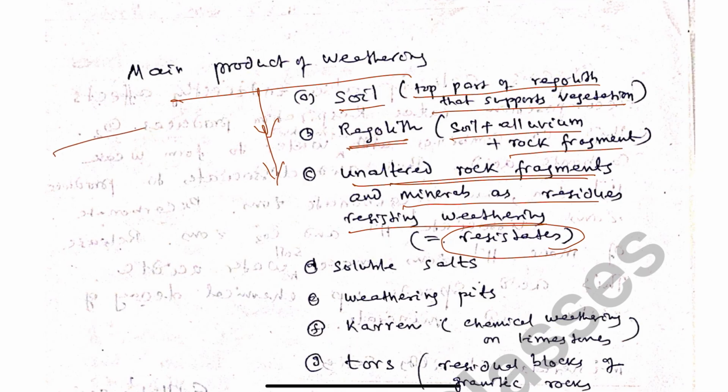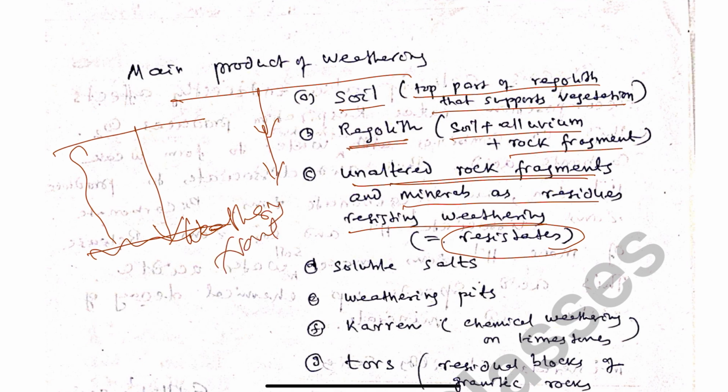If we see from the top surface as you go down, there is a depth up to which weathering can proceed. The depth up to which weathering proceeds is called the weathering front. This is the weathering front, and this zone is the weathered zone.